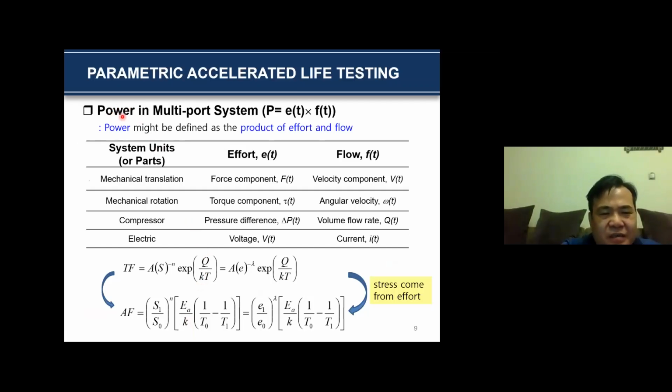This is power in a multi-port system. Power can be defined as the product of effort and flow. For example, in mechanical translation, effort is force and flow is velocity. This is the time to failure, and the stress comes from the effort. Then you can modify it, and the acceleration factor is a ratio of the effort and the temperature difference.